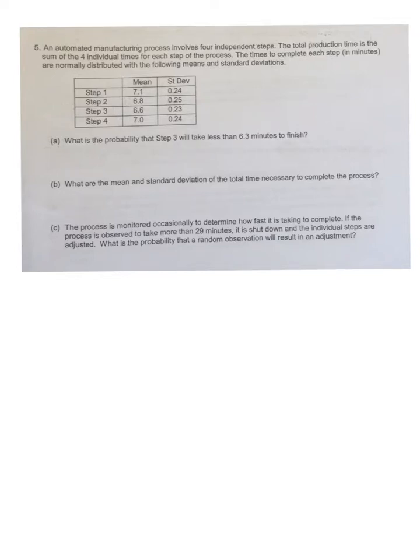Okay, so on this one, I'm assuming that you read it, and we're going to do what is the probability that step 3 will take less than 6.3 minutes. So this is going to be a z-score. We're just going to use this stuff right here. Okay, so let's set it up.